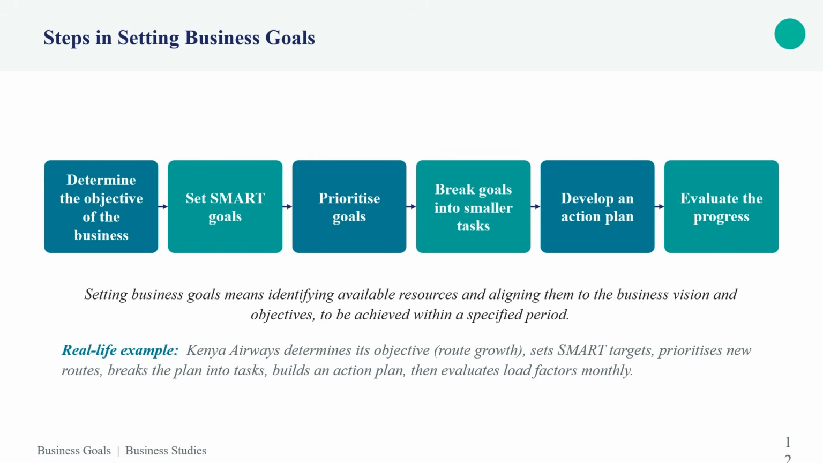A real-life example: Kenya Airways determines its objective, that is route growth. It sets smart targets, prioritizes the new routes, breaks the plan into tasks, builds an action plan, then evaluates load factors monthly. So you've seen it. It determines its objective, route. Which route does it need to introduce or grow into?